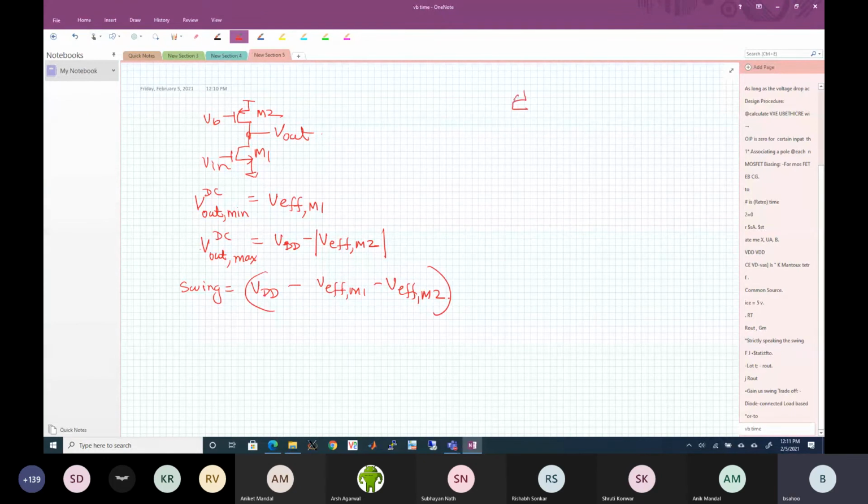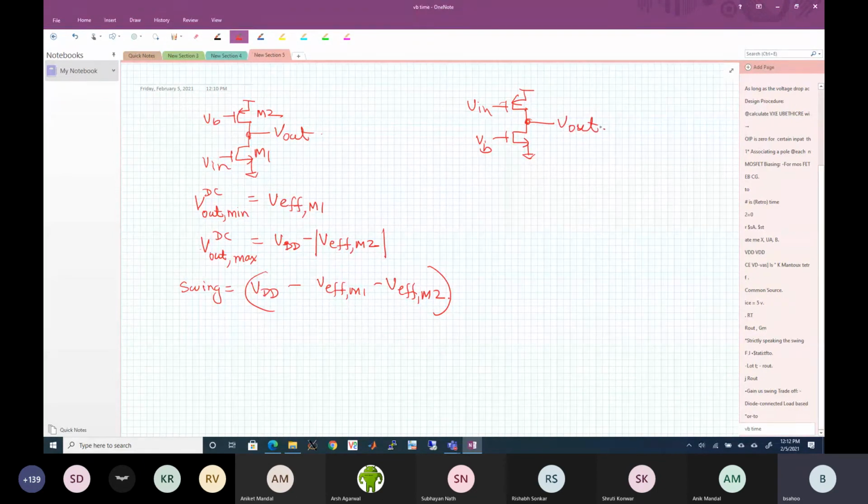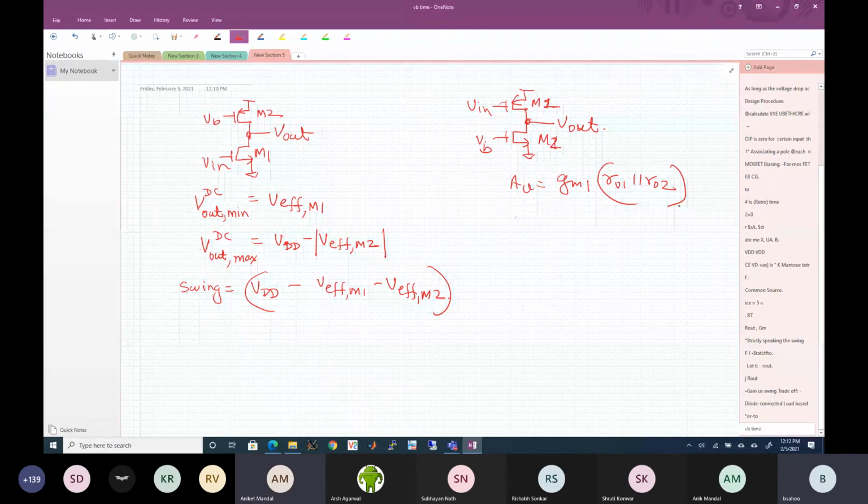For a PMOS case, exactly the same thing will hold, same equation. The input and the bias have been swapped. That's all that has happened. Otherwise, the same reasoning holds. Of course you can find the gain, so this is M1 and M2. Gain in both cases is equal to GM1 times RO1 parallel RO2. Any questions?